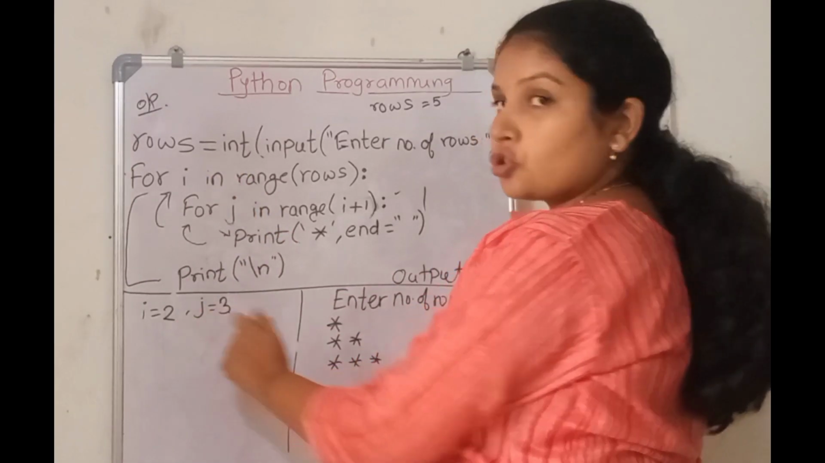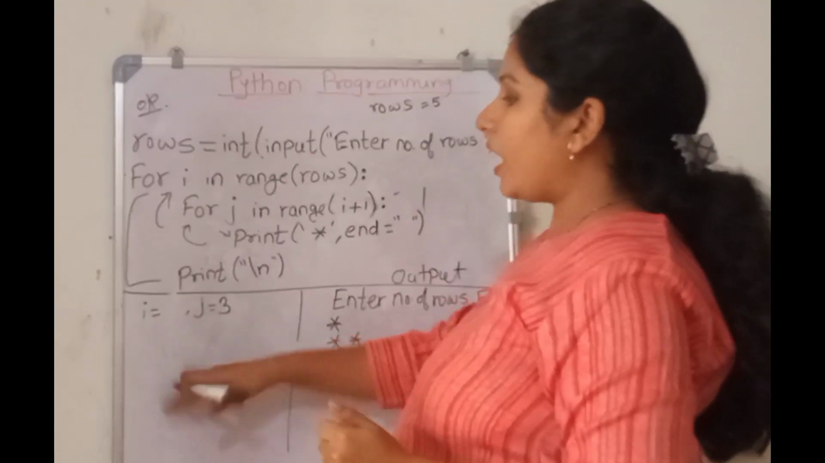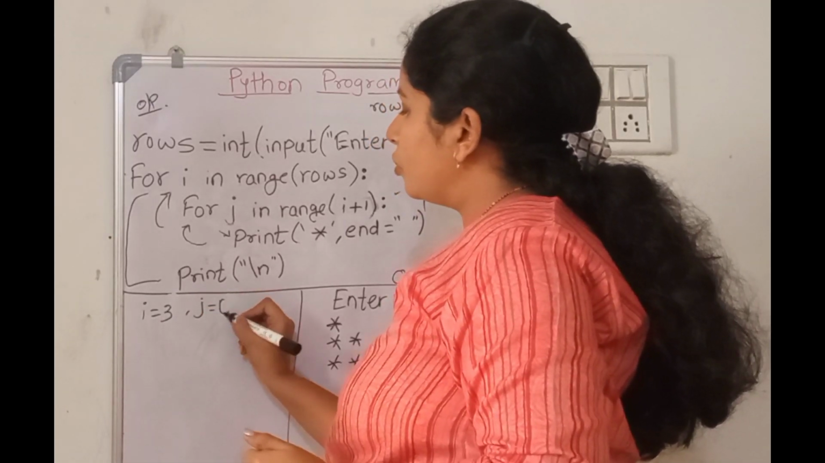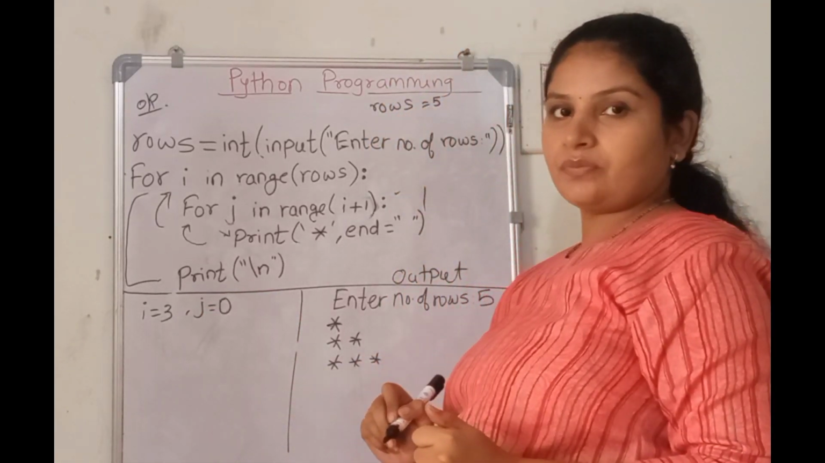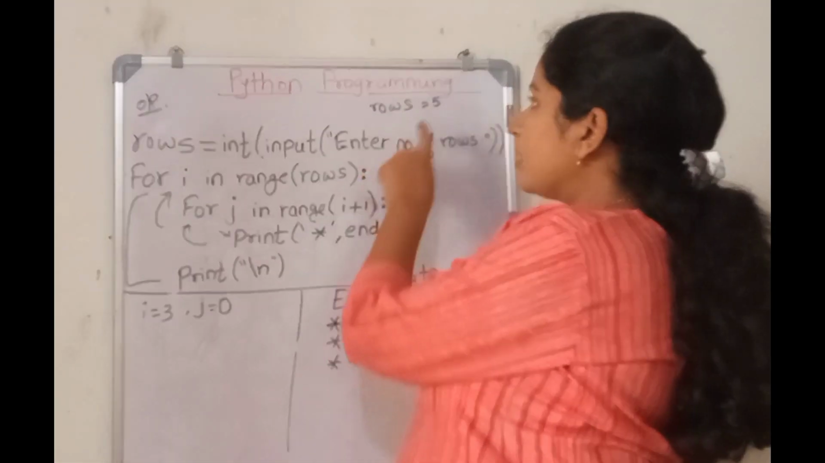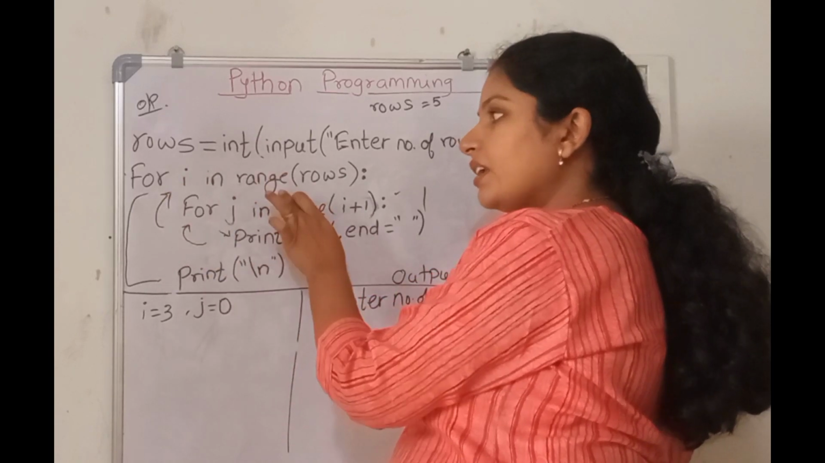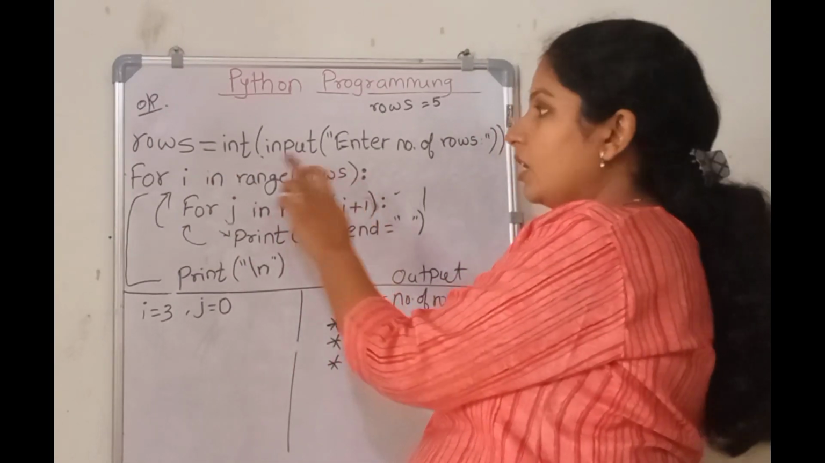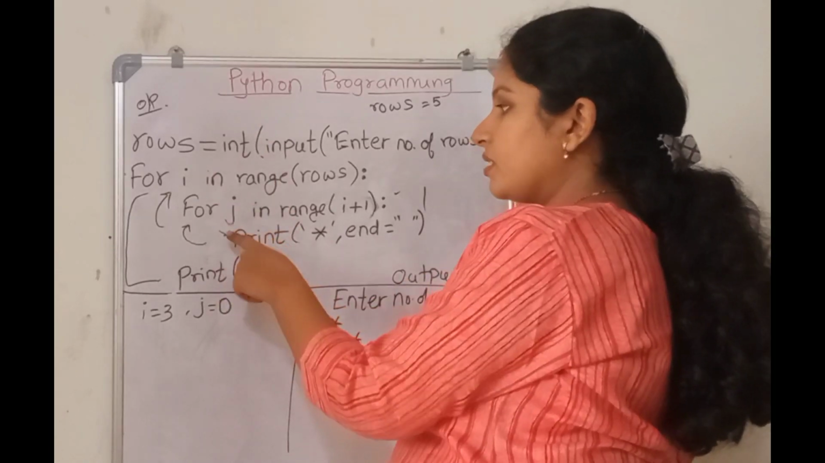I value was 2 previously. Now I value is 3 and j value will be reset to 0. Right? I is 3, rows is 5. Is 3 less than rows 5? Is 3 less than 5? Yes, condition is true. Go inside.